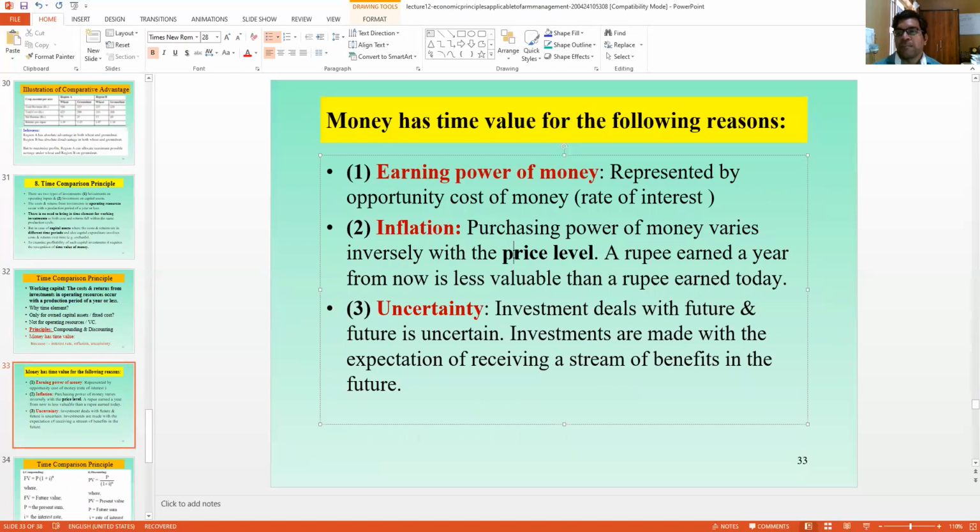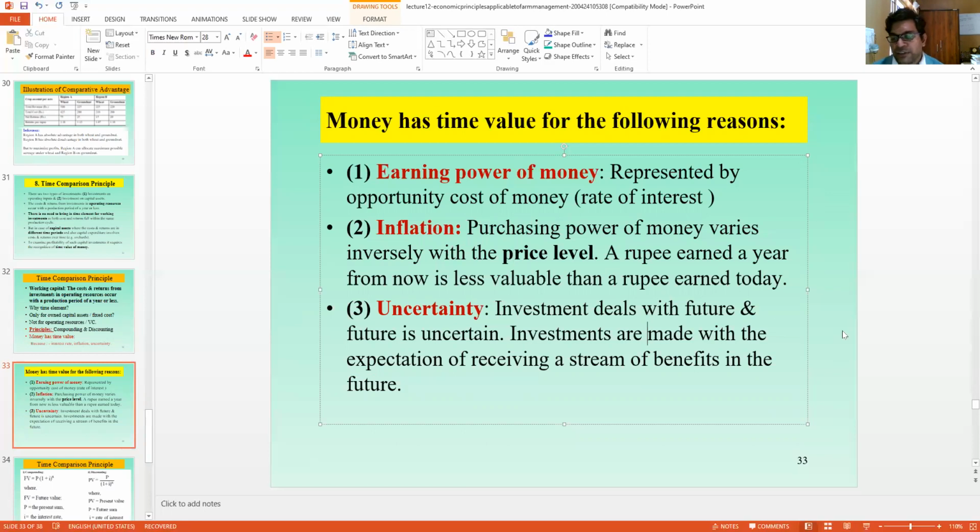Inflation, purchase power of money, right? The money which you have right now, it has got more value than the money which you are going to get in the future after 5 years. Right now, if you are getting 40,000 rupees, that is more valuable than what you are going to get after 5 years, right? Because of inflation.